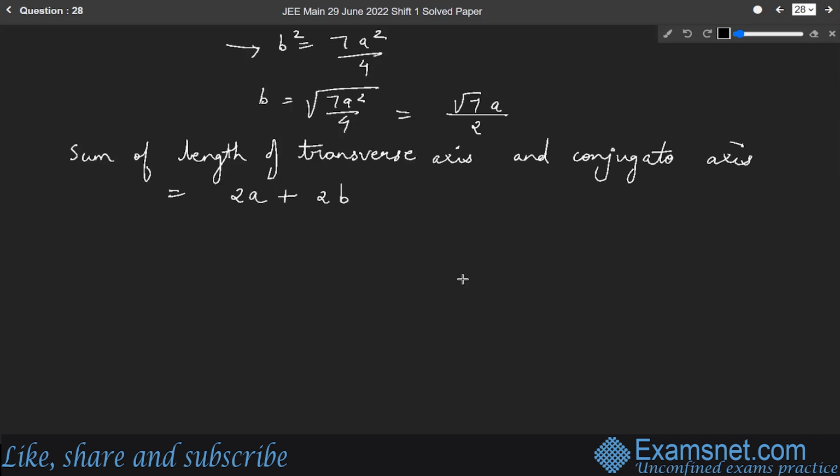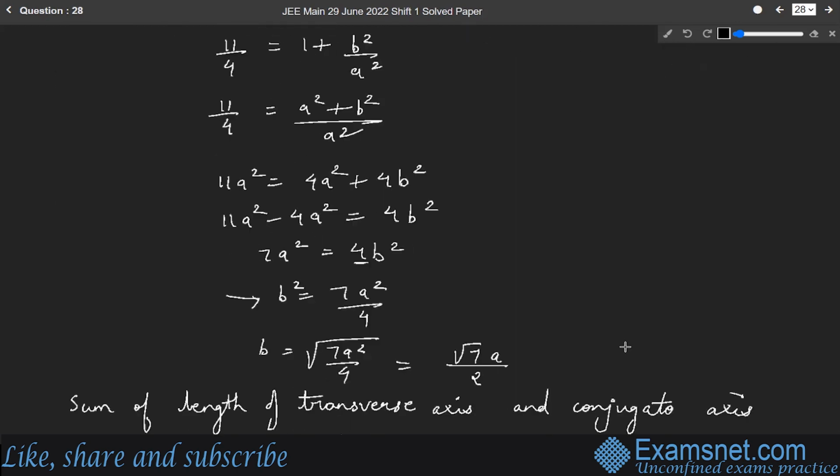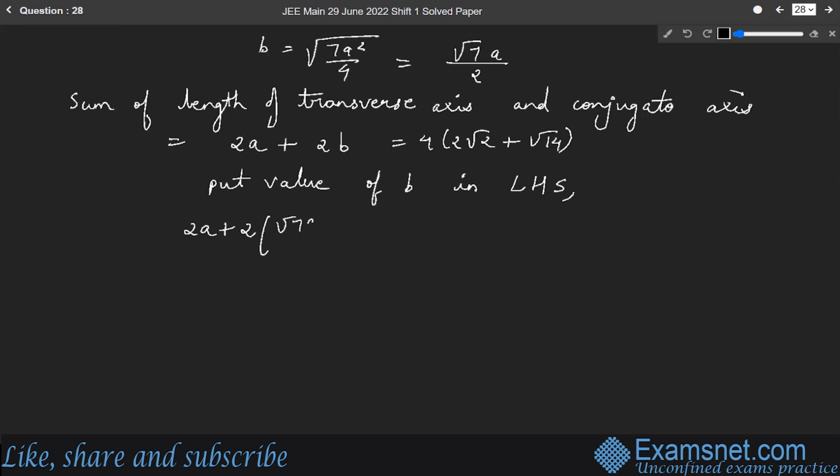All right. So now we have to substitute the value for b here. And it is also given that the sum is equal to 4 into 2 root 2 plus root 14. So this sum is equal to 4 into 2 root 2 plus under root of 14. So now put the value of b in the left hand side, that is LHS. So it will be 2a plus 2b. What is the value of b? b is root 7a upon 2. We have already calculated it. So 2 and 2 will be cancelled. So this is equal to 4 into 2 root 2 plus root 14. This is the value that is already given in the question, right?